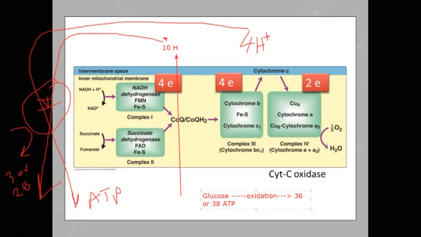هلا بعض المراجع تكتبهم 30 or 32. شو الاختلاف؟ سبب الاختلاف في هذا الموضوع انه بالطريقة الأولى حسبنا انه كل NADH بصير له oxidation بعطينا 3 ATP. الطريقة الثانية حسبناهم انه كل NADH بعطينا 2.5 ATP. So it's the same.